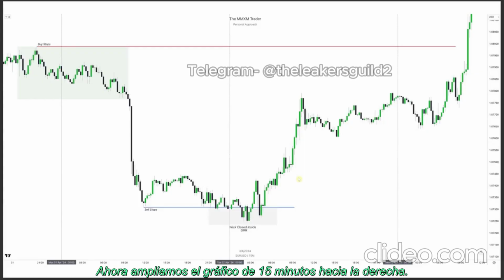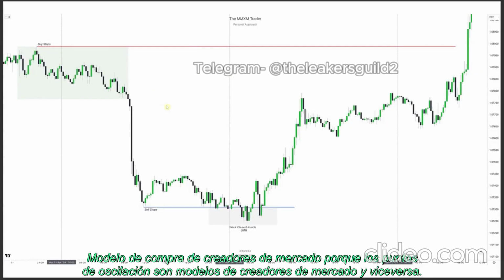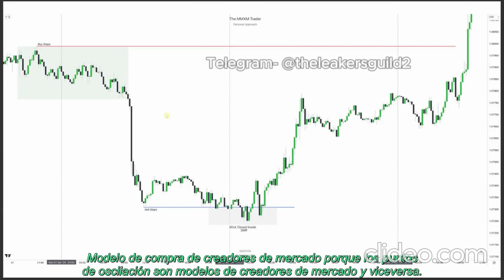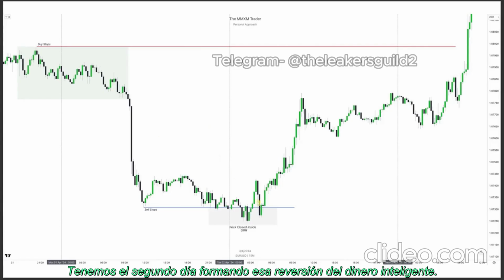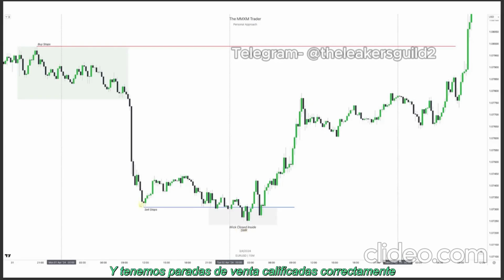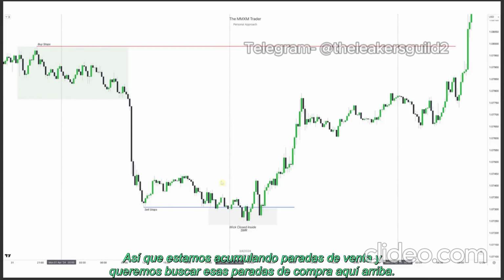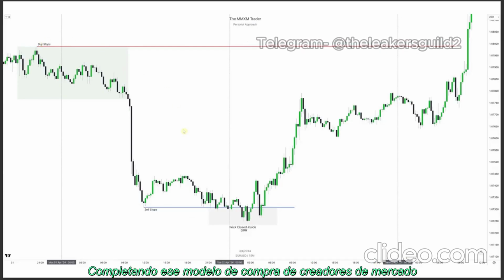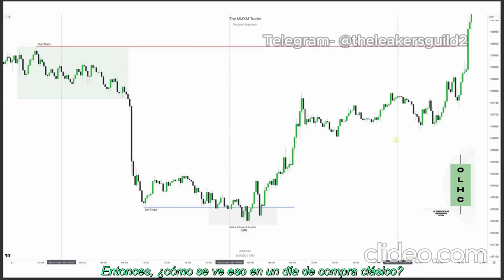So now we zoom in on the 15-minute chart, right? Market maker buy model, because swing points are market maker models and vice versa. We've got second day forming that smart money reversal. The wick closed inside, so that is good. And we've got sell stops raided, right? So we're accumulating sell stops, and we want to go for those buy stops up here, completing that market maker buy model. So what does that look like on a classic buy day, right?